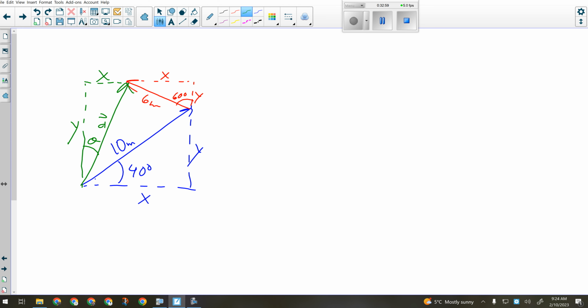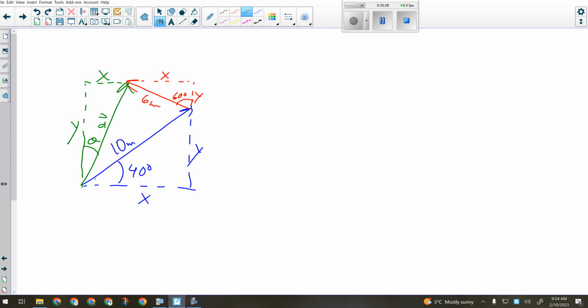If I'm going to get my total displacement, I need to know green x and green y. As we said before, green x is going to be blue x plus red x, knowing that red x is negative. And green y would be blue y plus red y. I can add the y's together, and I can add the x's together.